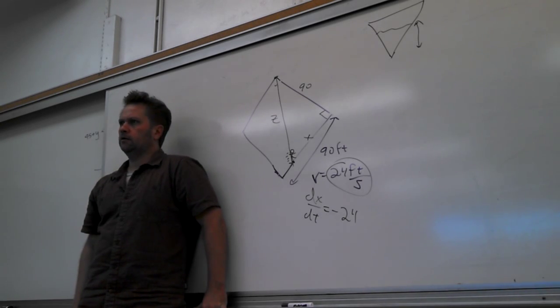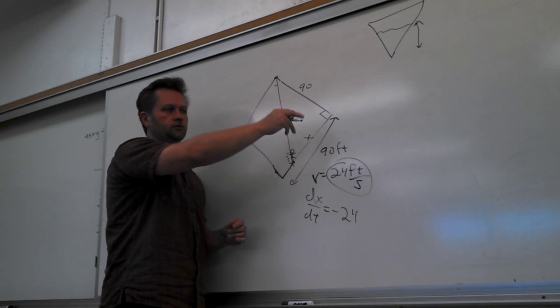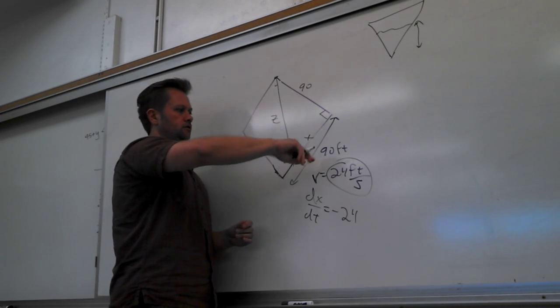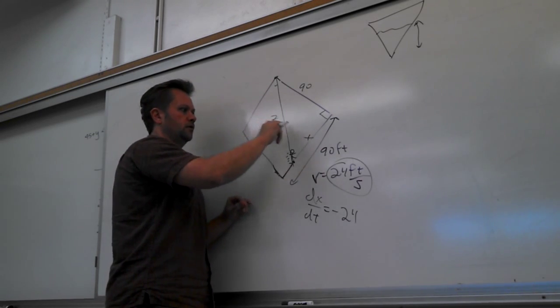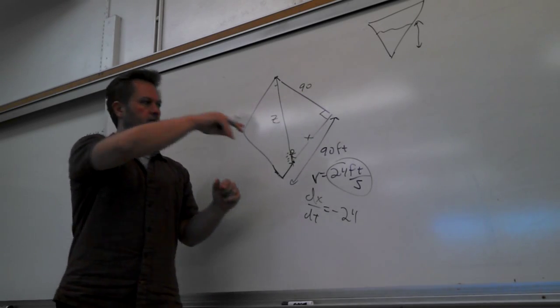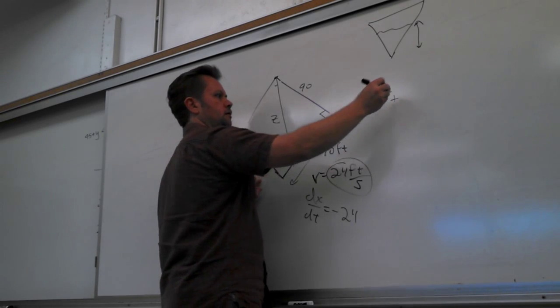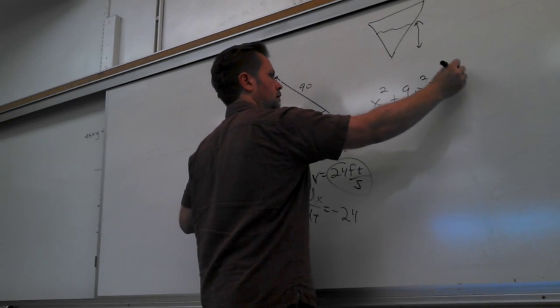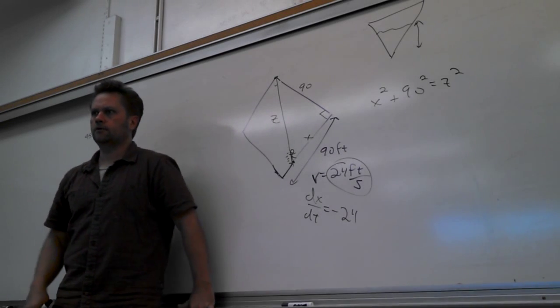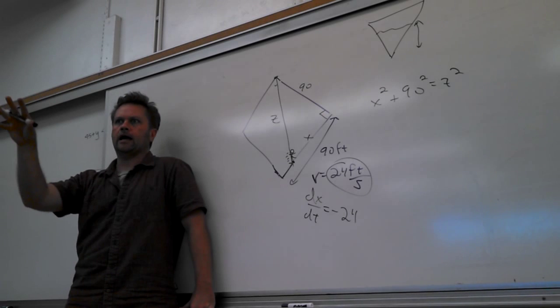Okay, so would you go to the diagram and then? Yeah, like Mike said, this is a right angle, so this is a nice right triangle. So then the relationship between the thing I know something about, the thing I want to know something about, and some constants, is x squared plus 9 squared is equal to z squared. Good, because that's the hypotenuse. And that's the equation that you can now attack with derivatives.